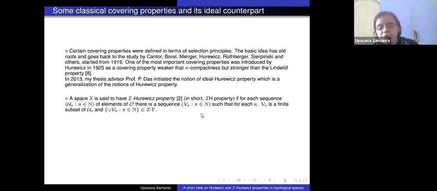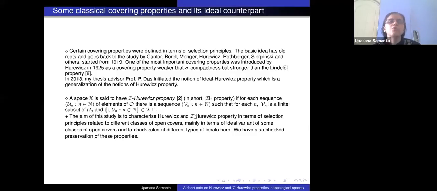Now here also, if we take I equal to I_fin, we go back to the notion of the Hurewicz property. So if a space has the Hurewicz property, then it has the I-Hurewicz property. The aim of this study is to characterize the Hurewicz and I-Hurewicz properties in terms of selection principles related to different classes of open covers, mainly in terms of ideal variants of some classes of open covers, and to check the roles of different types of ideals here.